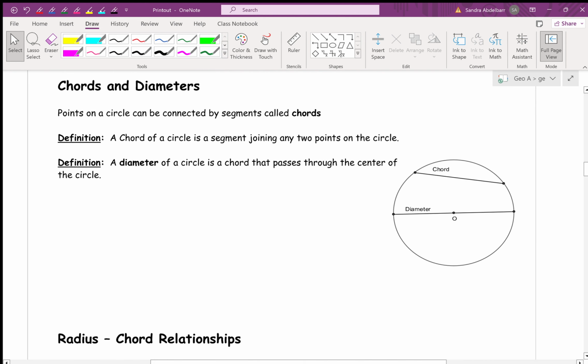All right, some important definitions. We're going to talk about a chord of a circle. A chord of a circle is a segment joining any 2 points on the circle. When I say on the circle, I mean on the rim of the circle. And does anybody know what the most famous chord of a circle is? It's the most famous chord of a circle. Dimitri? The diameter.